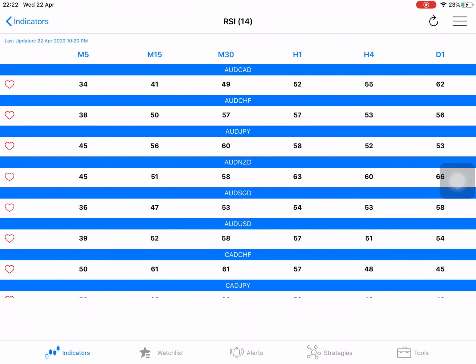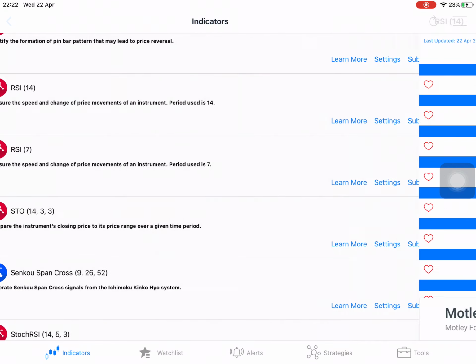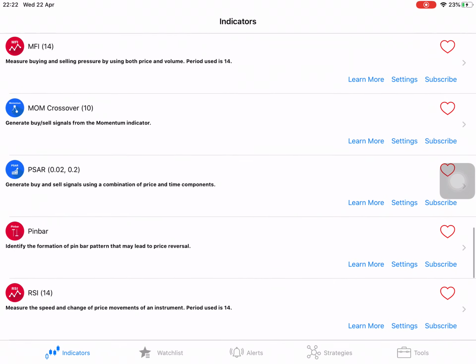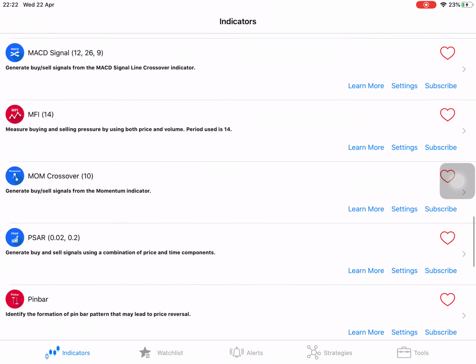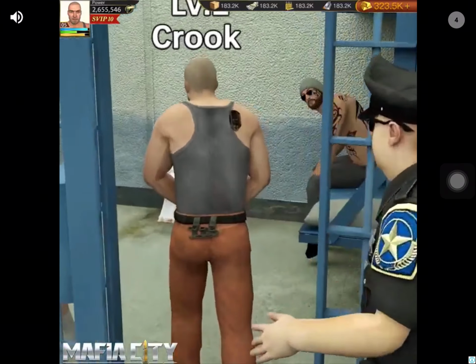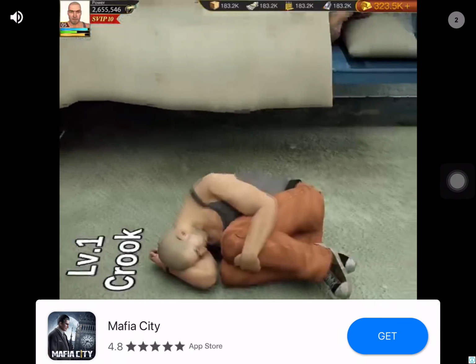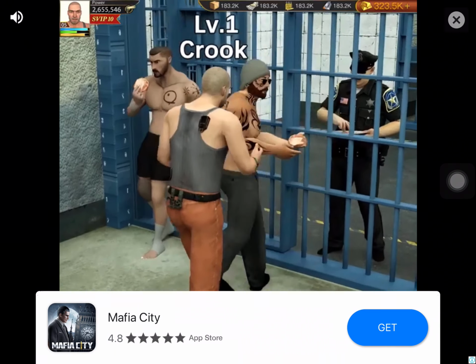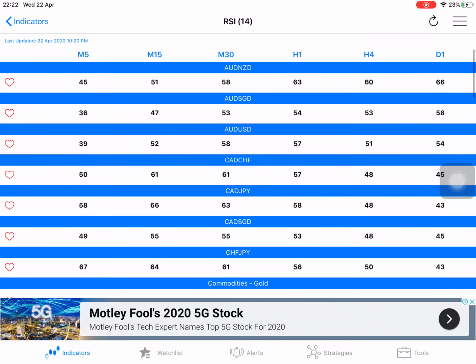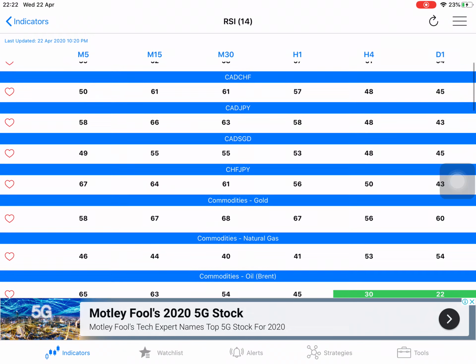So if we click on RSI, as you can see, this app gives you stochastics, it gives you trend, it gives you RSI, it gives you MACD, it gives you basically everything. Sorry, there's an annoying ad here. Let me just get out of this. Okay, so if we look at the daily RSI levels, we're looking for ones that are around the 50 level.